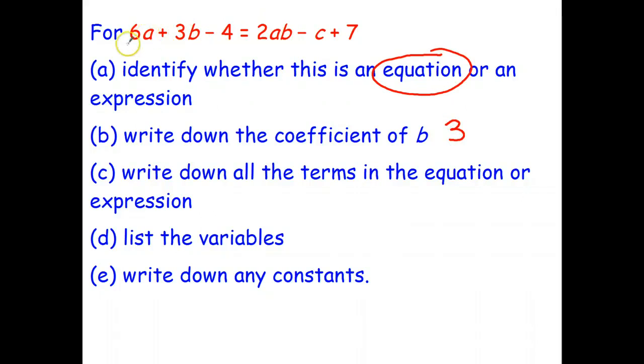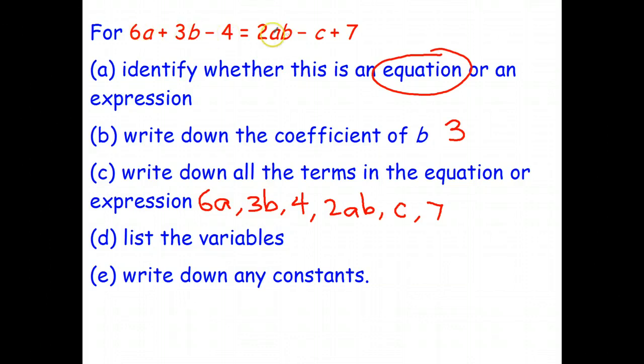Well, terms are added and subtracted, so we have 6a, we have 3b, we have 4. We ignore the subtraction sign. The term is just a number. We also have on the right-hand side 2abc, and 7. So those are all the terms in that particular equation.